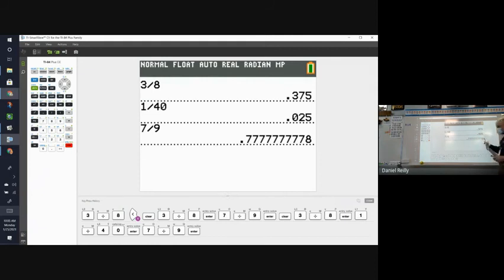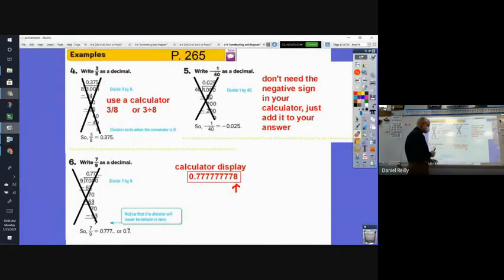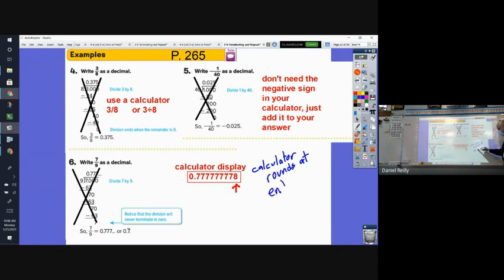So this display, when you get this, can cause confusion. This 8 at the end isn't repeating anymore. It's that the calculator ran out of room and it rounds at the end. So the calculator rounds. So if the last digit is 1 higher than what you expect it to be, that's why.